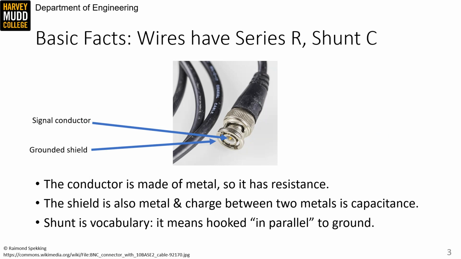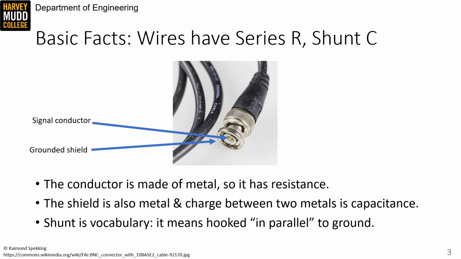It's easiest to make circuit models of wires if you start with a few basic facts. First, wires are made of metal, so they have some resistance. We expect to see a resistance in series between the signal connectors at either end of a transmission line. Second, transmission lines always have both a conductor and a return path. That means they're made of two pieces of metal that are usually close together.